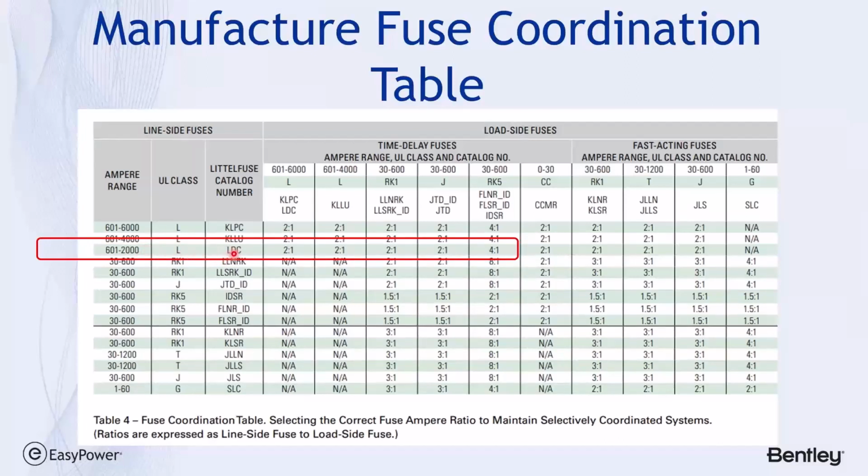So for this particular type of fuse, I can have load side protection as long as I keep the ratio 2 to 1 as I go upstream to the next level of fuse protection. And so the purpose is to select the correct fuse amp ratio to maintain the selective coordination, and these are expressed as line side to load side.